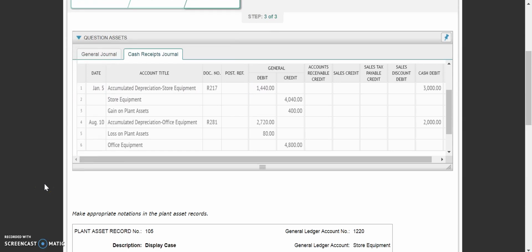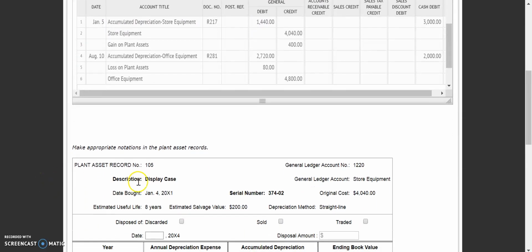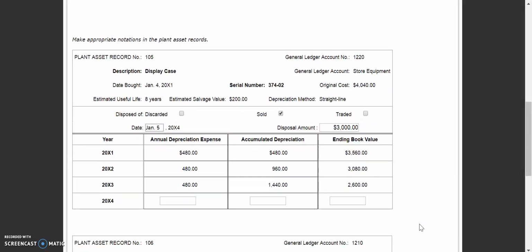So what we need to do for each plant asset record is fill in that second section there. So this is for our display case. Remember that our display case was the one on January 5th. So we did sell this, so we click on our sell amount or sold. We sold it on January 5th, and we sold it for a total of $3,000. So we just fill in our $3,000 amount. And then we did not need to update our accumulated depreciation at all because that one was sold so close to the beginning of the fiscal period.